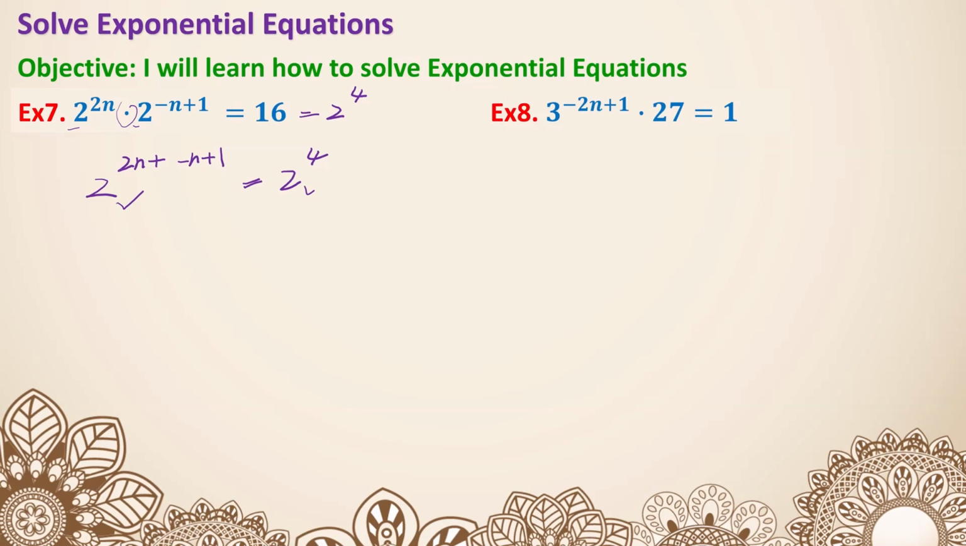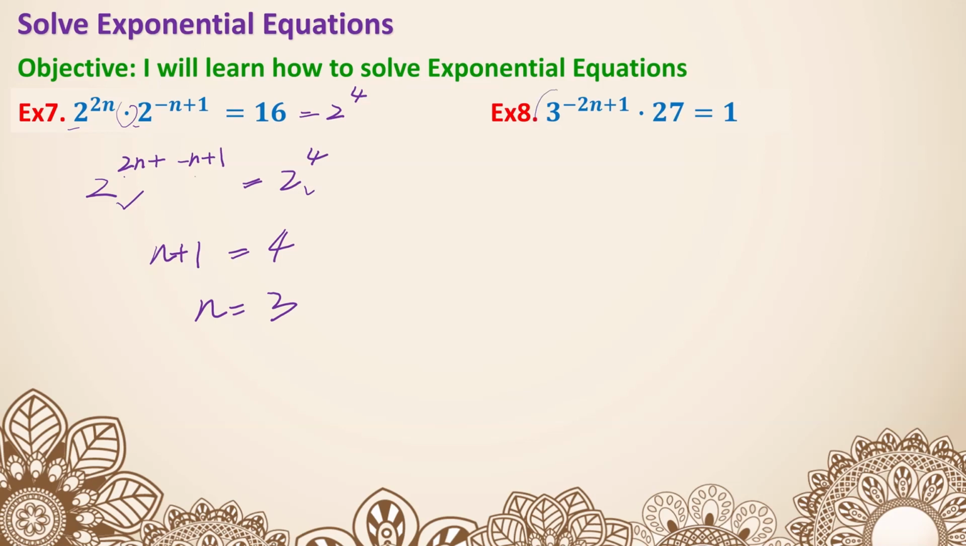Same base, so that means the exponents have to equal each other. The top on the left side is 2n minus n, which is n plus 1. The right side is just a 4. So n equals 3. Next, example 8.